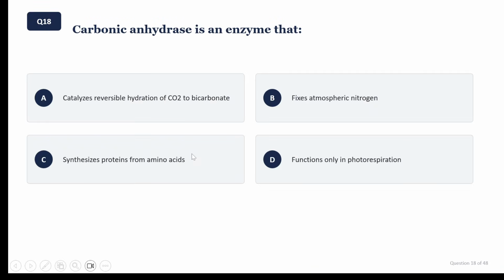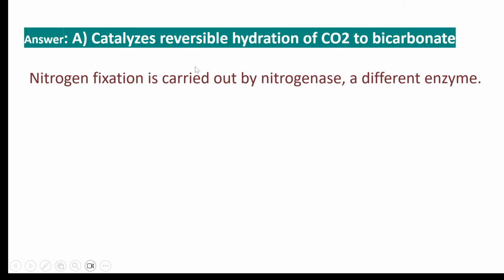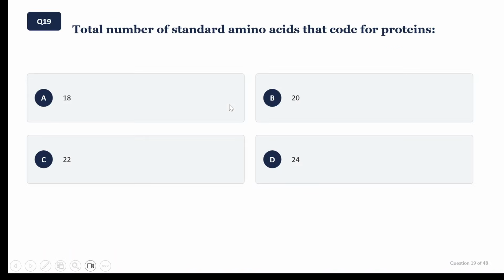Okay. Carbonic anhydrase is an enzyme that contains zinc nutrient. Okay, and for this question, which option will be right? Okay, your time is completed. It catalyzes reversible hydration of CO2 to bicarbonate. It is the main function of carbonic anhydrase. Nitrogen fixation is done by the nitrogenase enzyme.